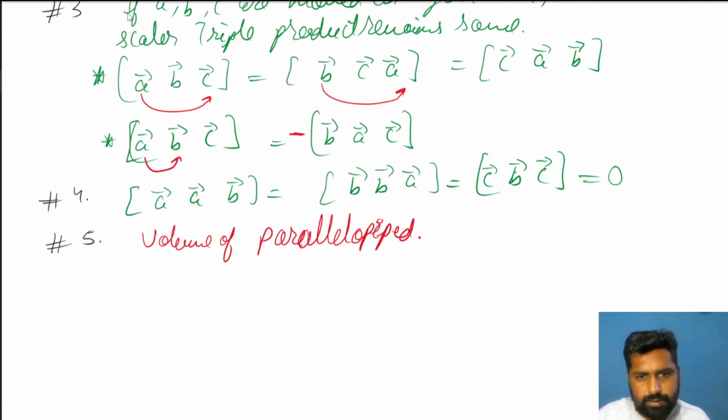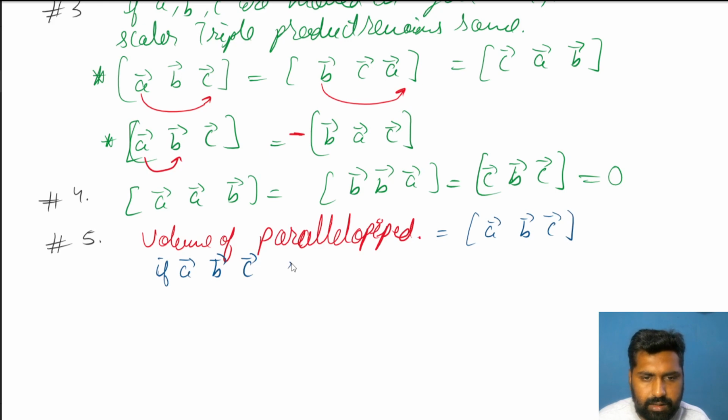So the volume of that shape is given by the scalar triple product of A, B, C, if the A vector, B vector and C vector are the sides of the parallelepiped.